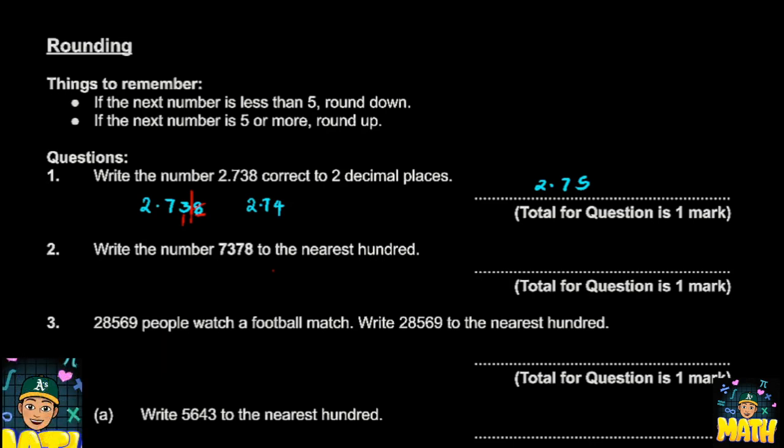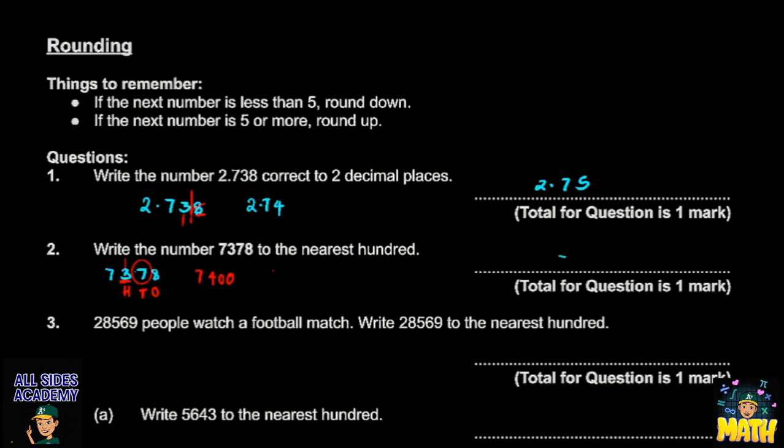Write the number 7,378 to the nearest 100. So we will note the place values. So that's ones, tens, hundreds. So the number that is next to the hundreds is the tens. So this 7 is 5 or more. So it will round the 3 up to 7,400. So that's our answer.